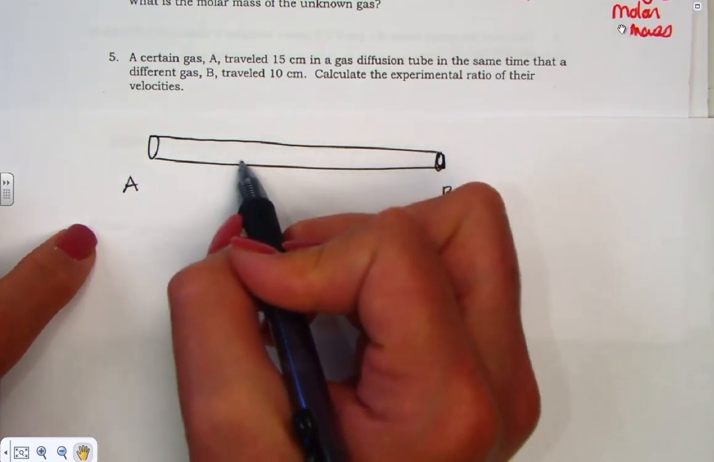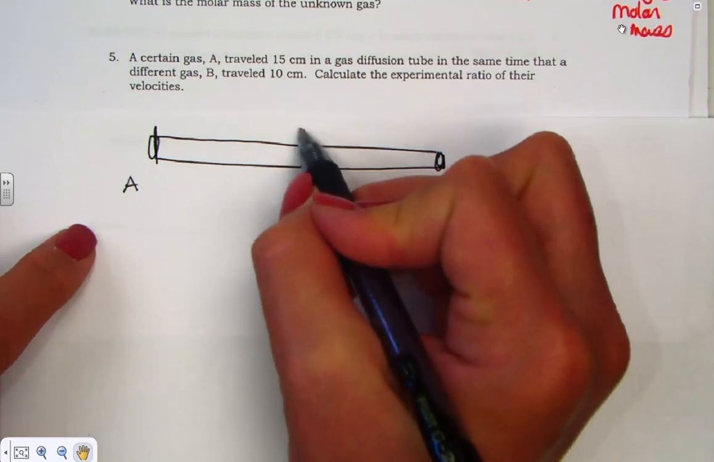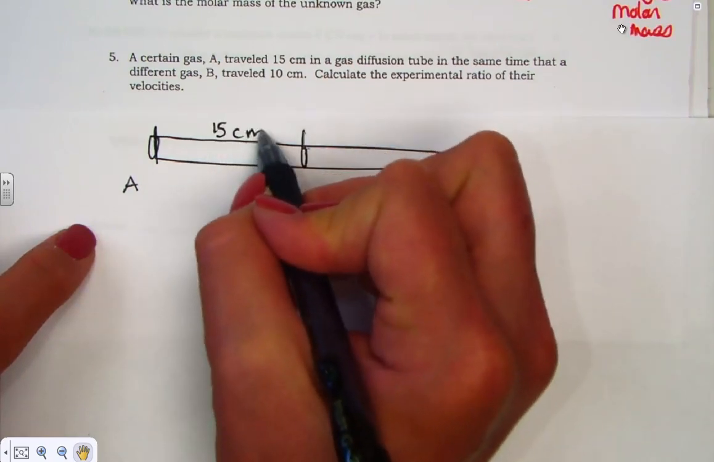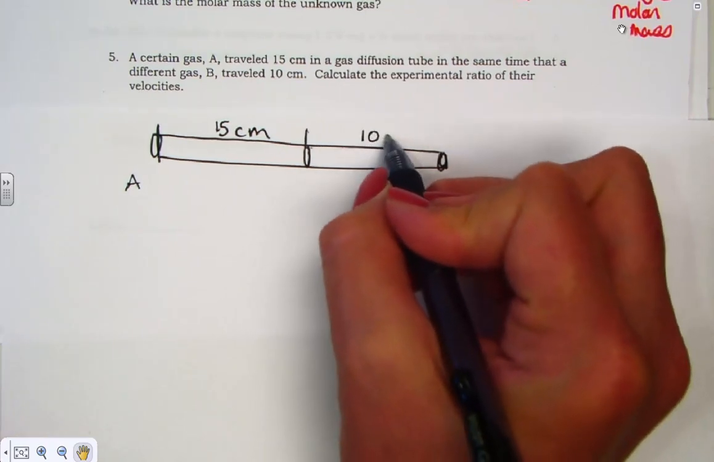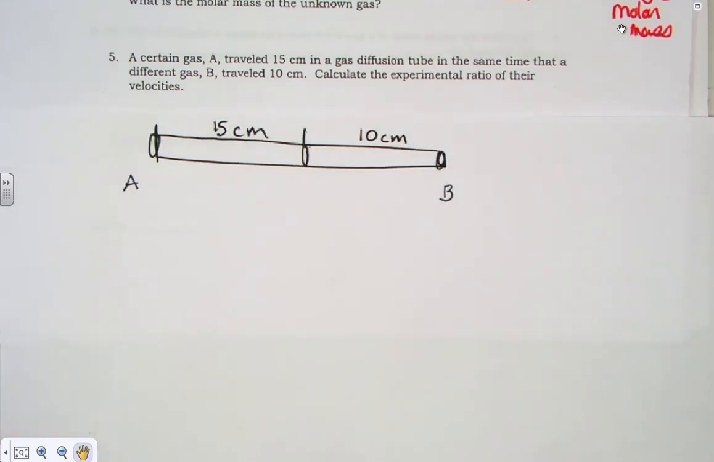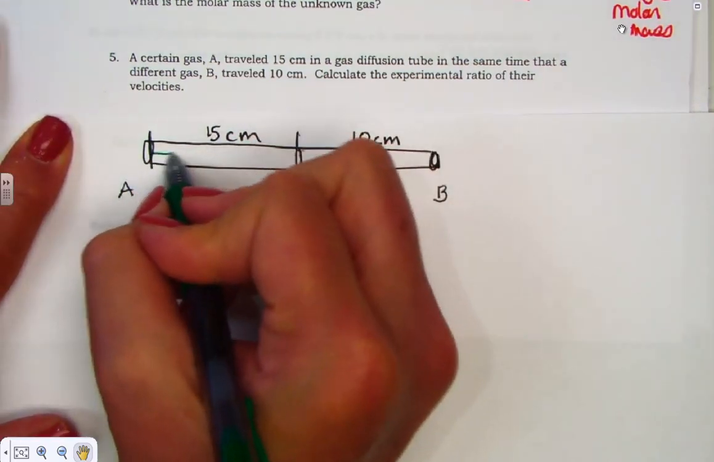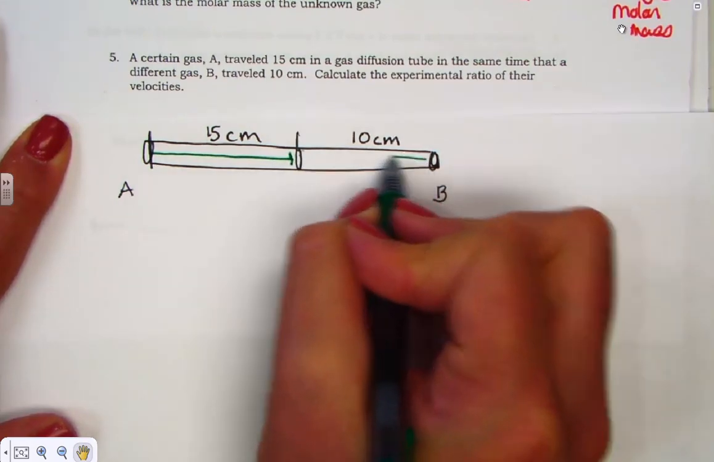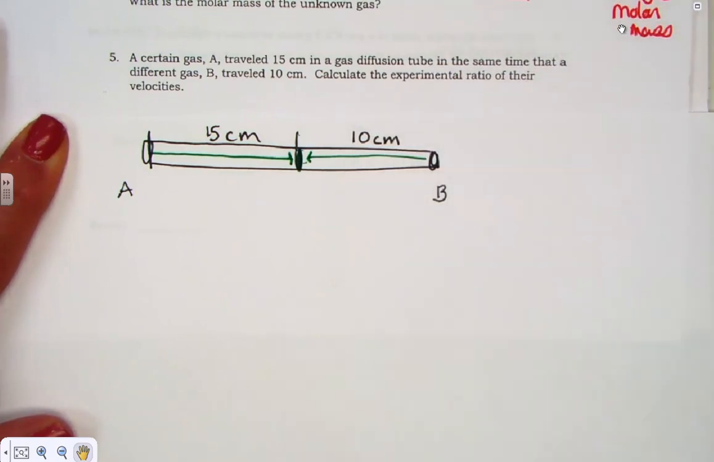Gas A traveled 15 centimeters in the same amount of time that gas B took to travel 10 centimeters. Calculate their experimental ratio of velocity. Gas A traveled 15 centimeters before it hit gas B, and when they hit, you'll see this cloud form, that white diffusion cloud demonstrated from the start of our chapter.